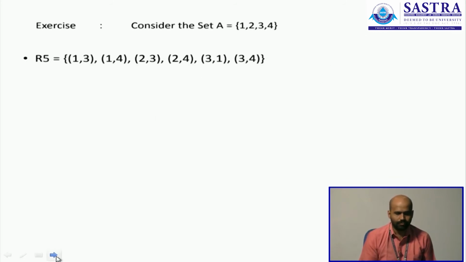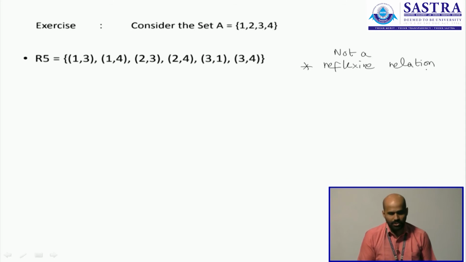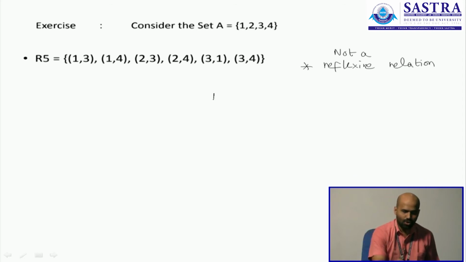How about this? It's pretty easy to eliminate this. This is not even reflexive. Not a reflexive relation, because all pairs are containing elements which are distinct. You don't have 1 1, you don't have 2 2, you don't have 3 3, you don't have 4 4. You don't even have to check about the other conditions. It's not reflexive, hence it is not an equivalence relation. Not an equivalence.